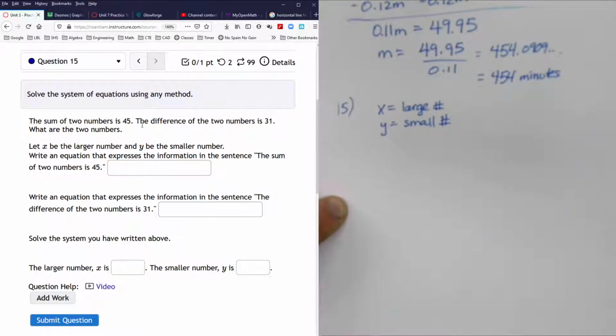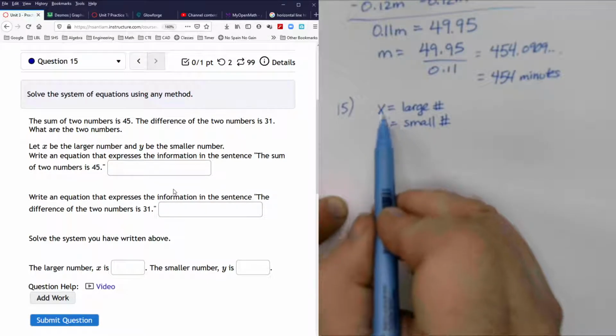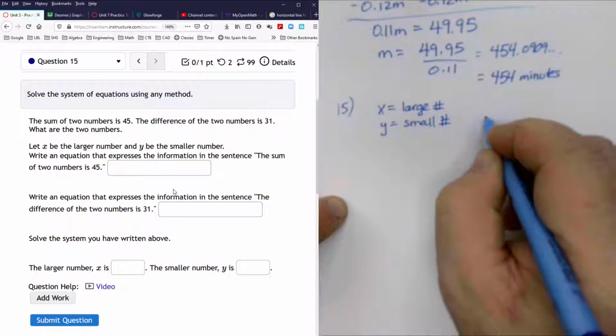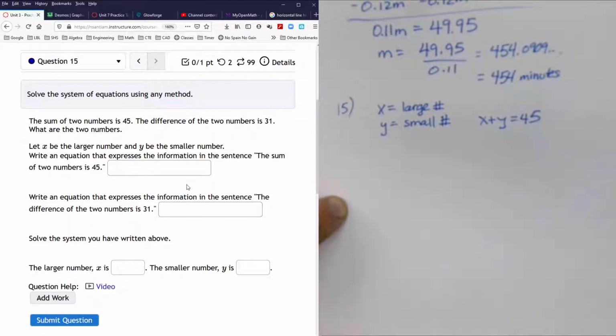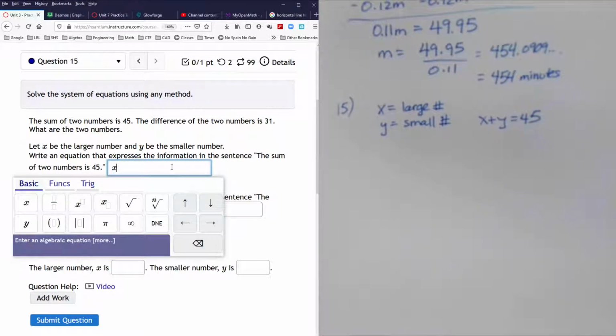They say the sum of the two numbers is 45, and they ask you to write an equation for that sentence. The sum of two numbers is 45. Well, the sum means add. My two numbers are x and y, so that's going to be x plus y is equal to 45. Okay, so there's my first equation: x plus y equals 45.